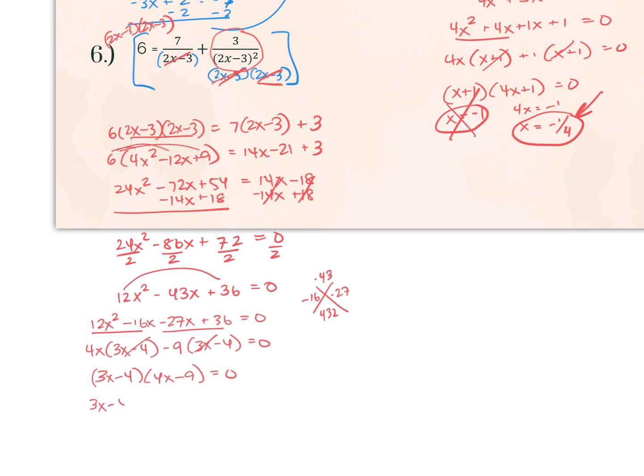So again, I set each now equal to 0. So 3x equals 4, and x equals 4/3. And then here, 4x minus 9 is 0, 4x equals 9, and x equals 9/4.